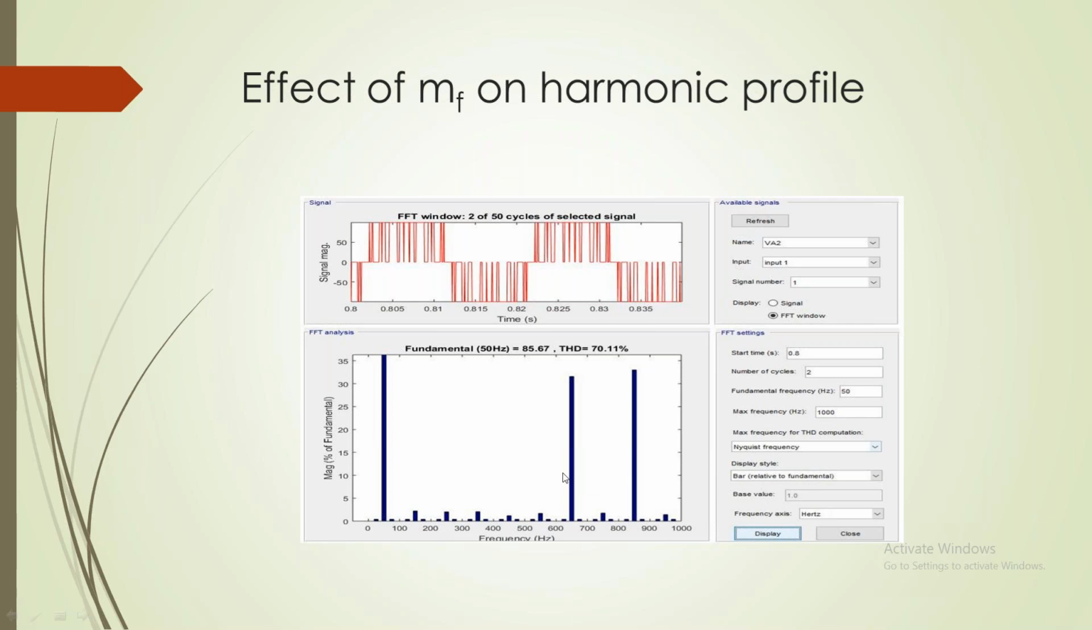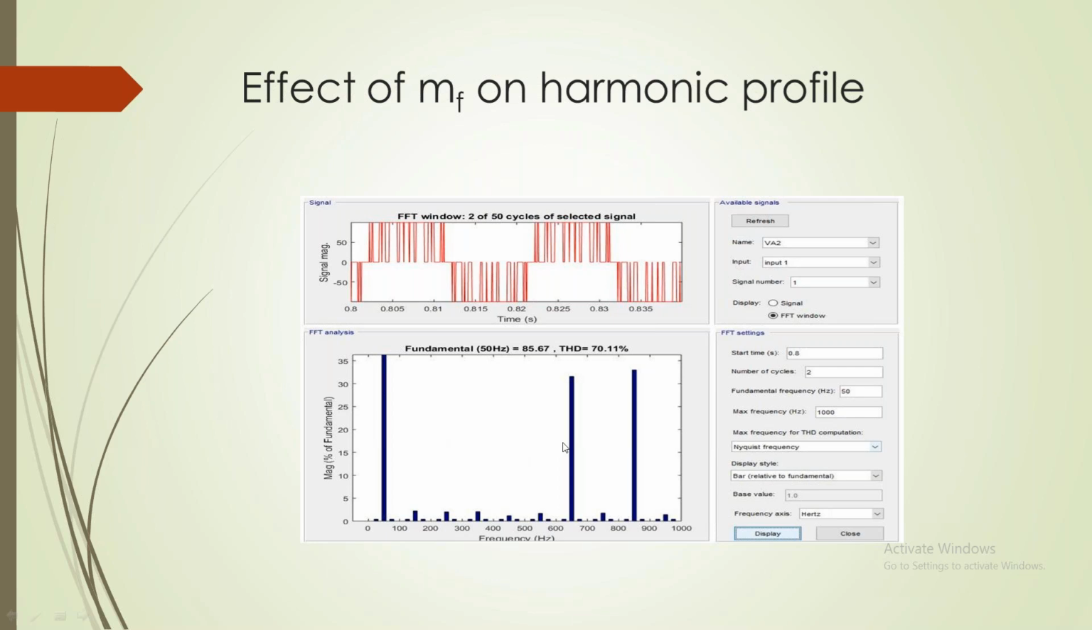That means all these lower order harmonics were eliminated. There is no third harmonic, there is no fifth harmonic, right? So all the lower order harmonics were eliminated and the harmonics are shifted to higher order. So don't worry about the THD being very high, because the higher order harmonics can be easily filtered out by using a filter, okay? So this is how the effect of MF will be.